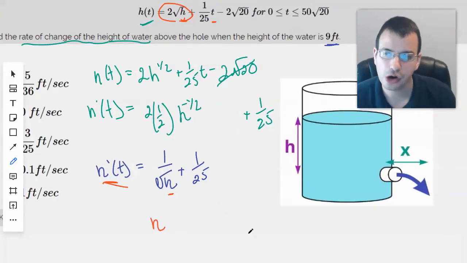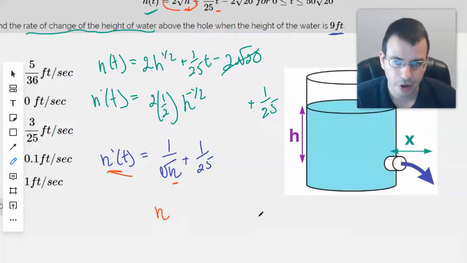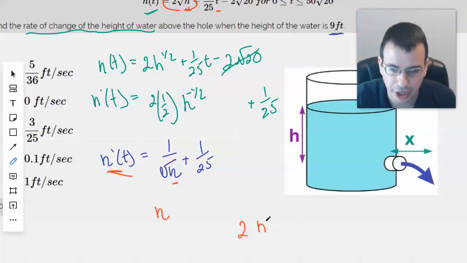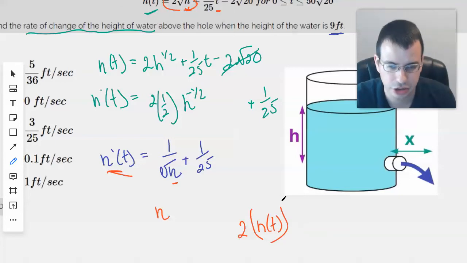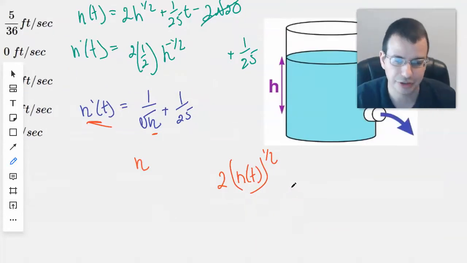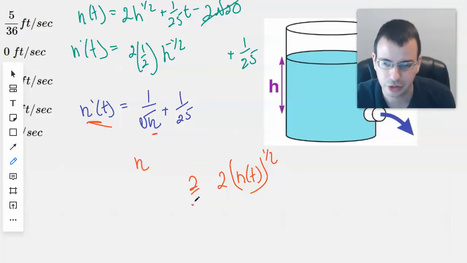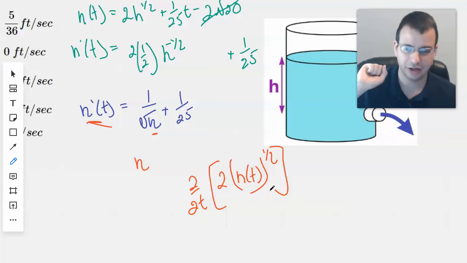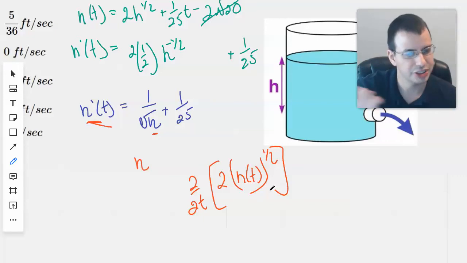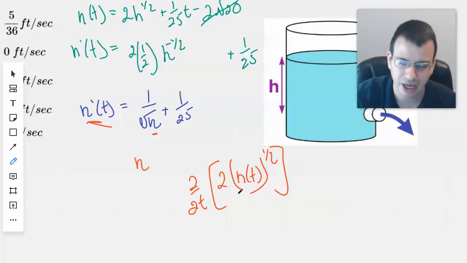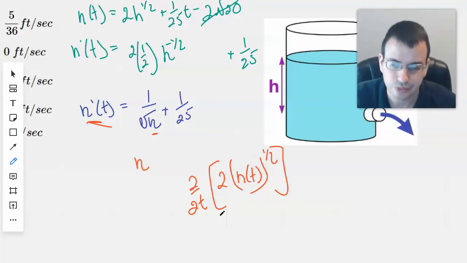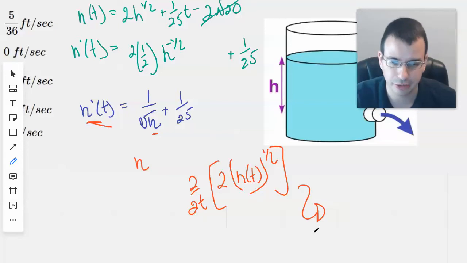I'm going to look at this over here. 2 times h to the 1/2. I'm going to say h of t to the 1/2. This is actually going to be implicit differentiation. When we take the derivative of this with respect to t, that's a symbol for a partial derivative. It's just saying we're taking this derivative only with respect to t. Everything else is assumed to be constant. That's a 2, that's a delta. I know, my handwriting is atrocious for math.